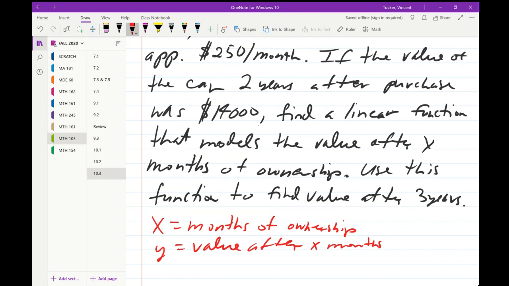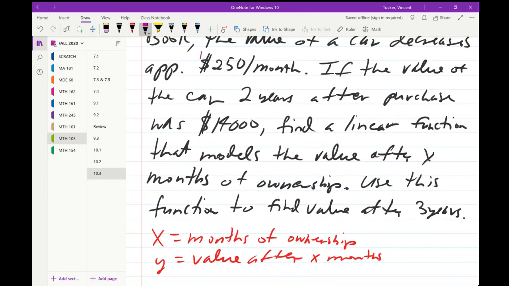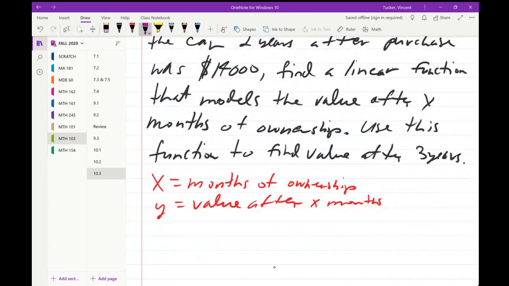So if you notice, this was a setup from the last problem that we had: our slope and we had our 1 point. So whenever you look at your rate, they're going to give you a rate most of the time. If not, then you have to find it. That rate is your slope. So $250 per month is our slope.